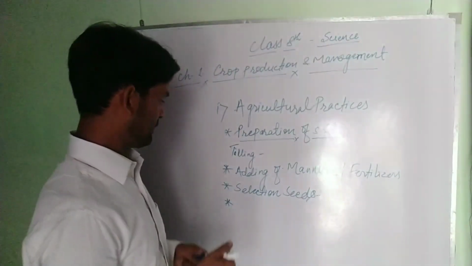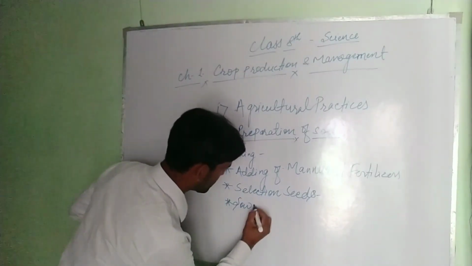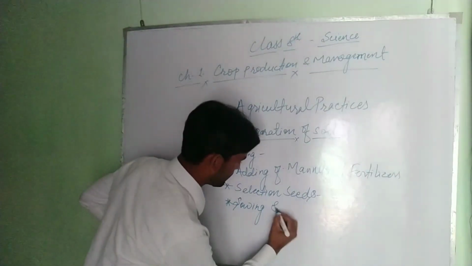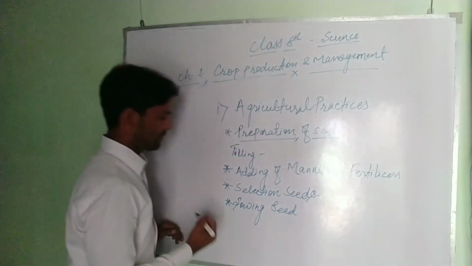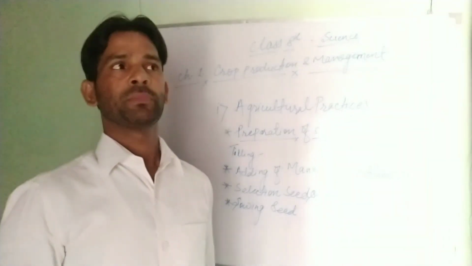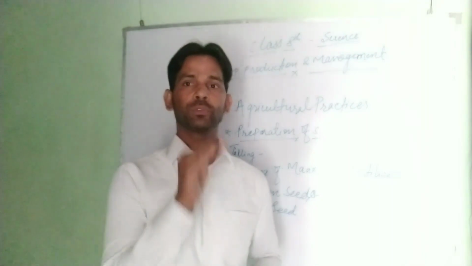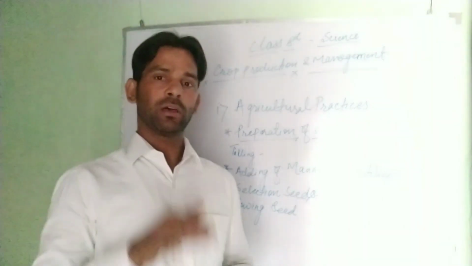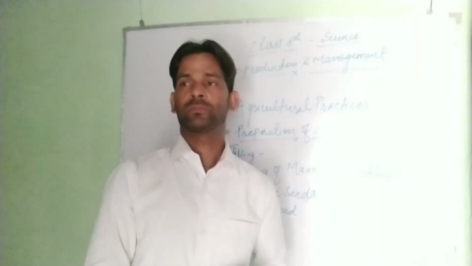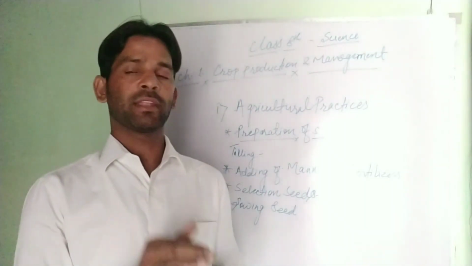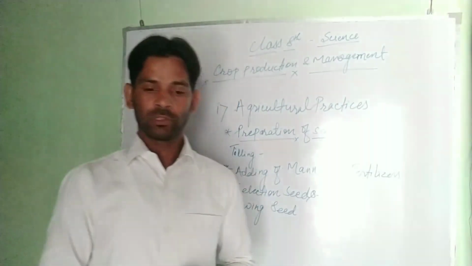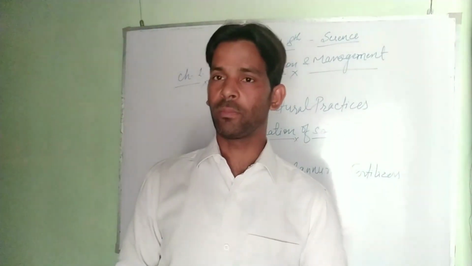Sowing of seed. Sowing of seed means you have to know about the area and the amount of seed to be used. If a very small area is used for too much seed, the production cannot be proper.